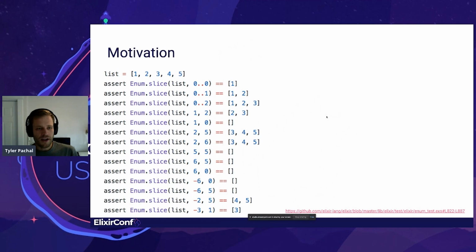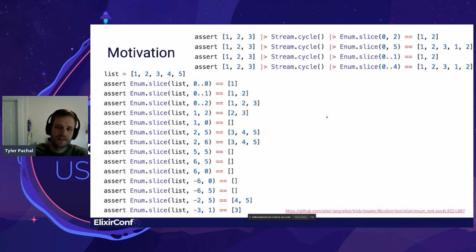This is some code I took from the Elixir Enum module source code, at least it looked like this a couple months ago when I took the code. And here we have some tests. This is your classic example-based test, and we're testing the Enum.slice function. The first couple of tests use a range. The next couple use a start and end index. We have negative indexes. You want to test all the things, right?